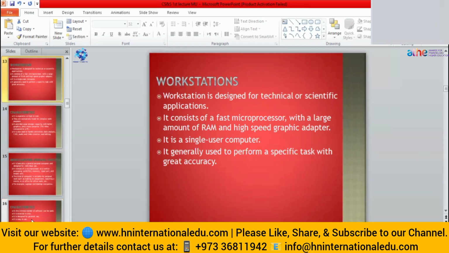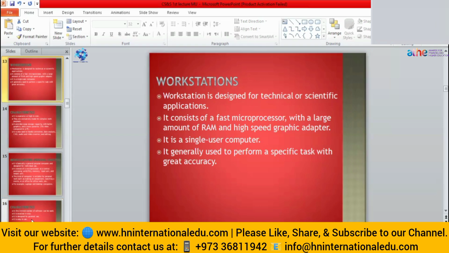Like they can only measure the temperature, or they can only be used for the transaction. So they are not general purpose computers, they are specific computers. These computers are designed only for a specific task. All other things are the same.